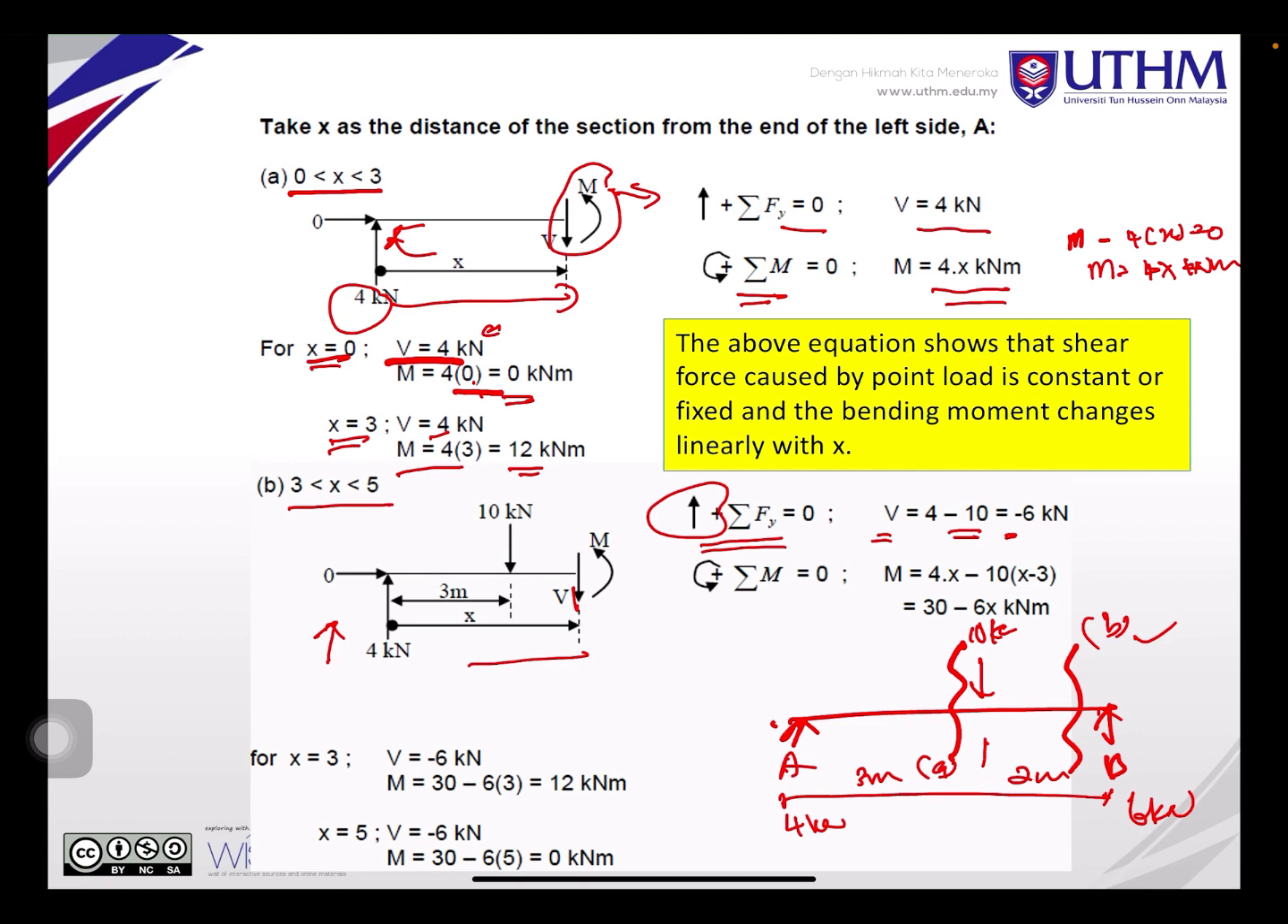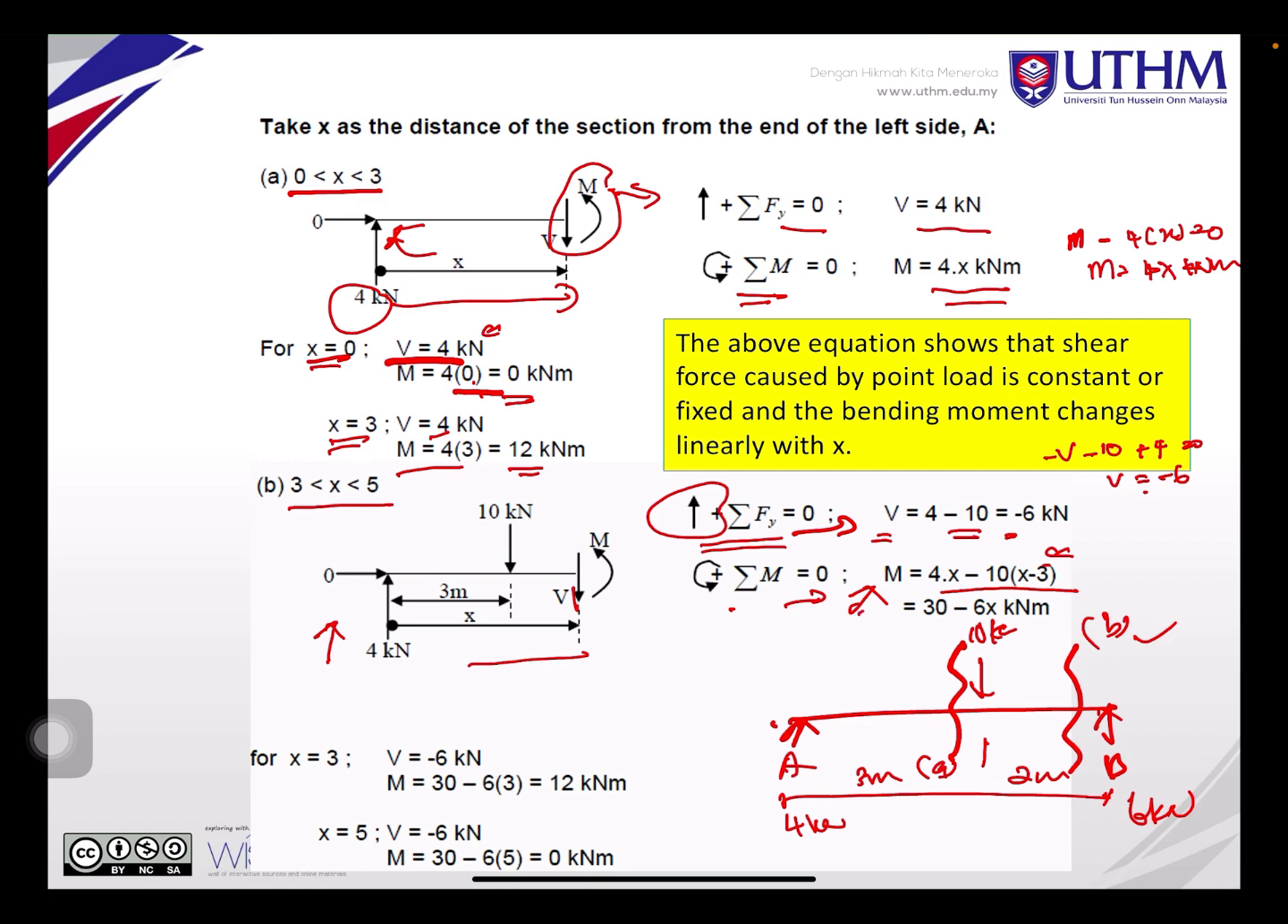Okay, and then M equal to 4 times x, minus 10 times x minus 3. So this equation, this one actually you do not get straight away. You have the basic one to calculate, and then you rearrange to become this. So for example, the V here is actually negative V minus 10 plus 4 equal to 0. So V is equal to minus 6, if you want to calculate this way.